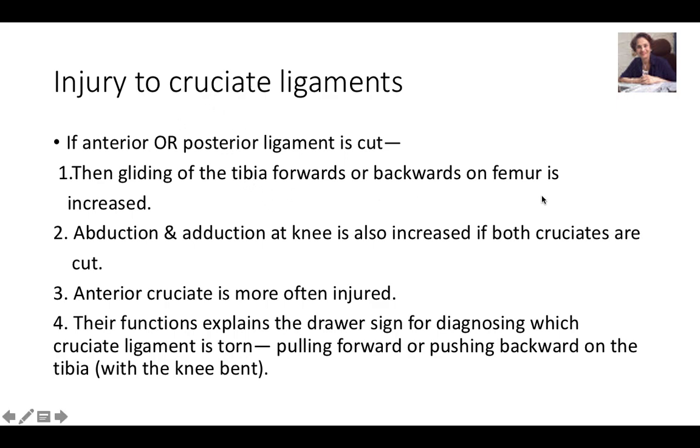So now if the cruciate ligaments are damaged, what you get is excessive gliding movement of the tibia over the femur, either forwards or backwards depending upon which ligament is damaged. And there is also more movement of abduction and adduction. The anterior cruciate ligament, being the weaker of the two, is more often injured, and the physician performs something called a drawer's test to find out the function of the knee joint and whether the ligaments are torn or not.